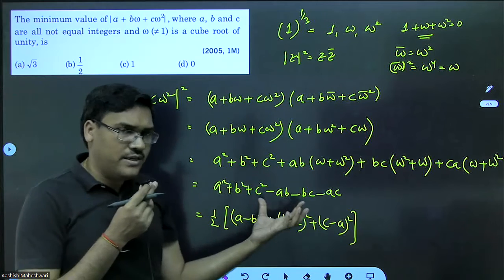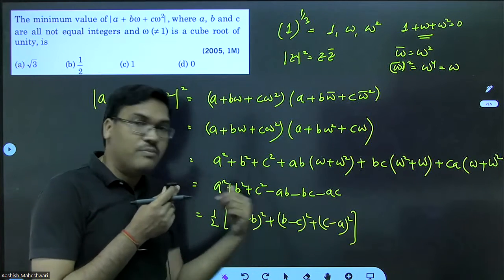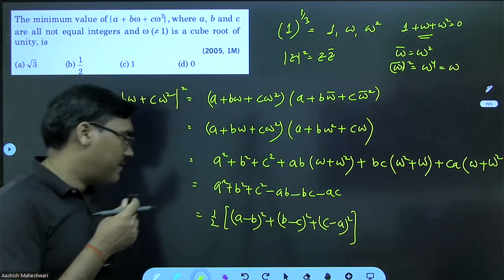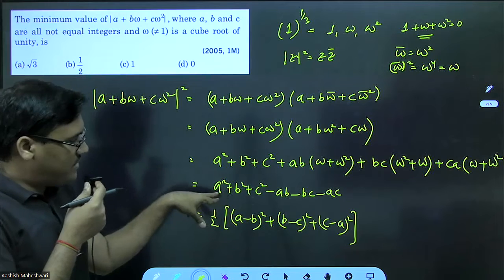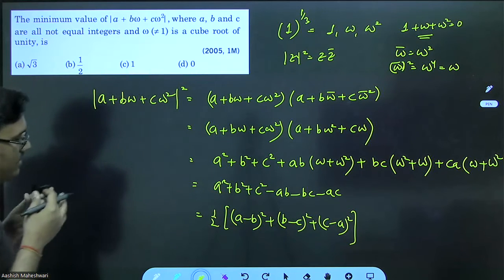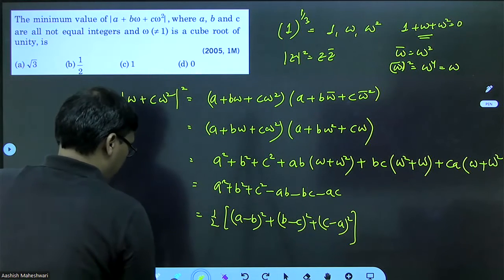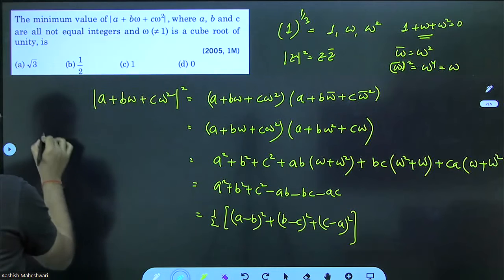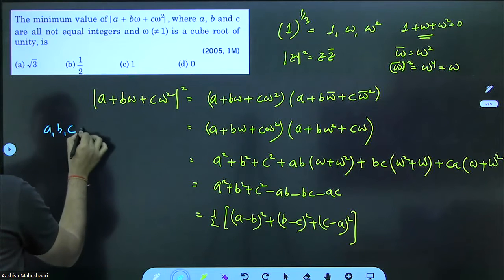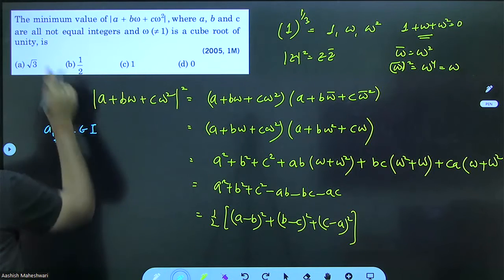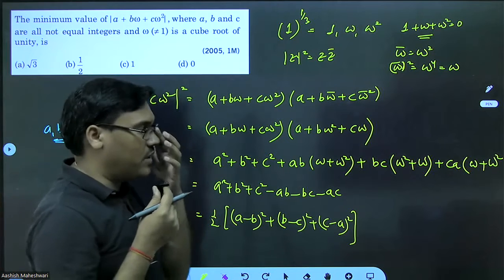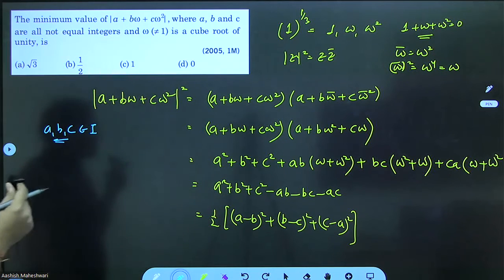And this is again very important. If you don't know this, you have to just remember this. Very important result, right? You can just simplify this and check, you will find this. Okay. Now see, it is given in the question that A, B, C are integers, and they are not all equal.